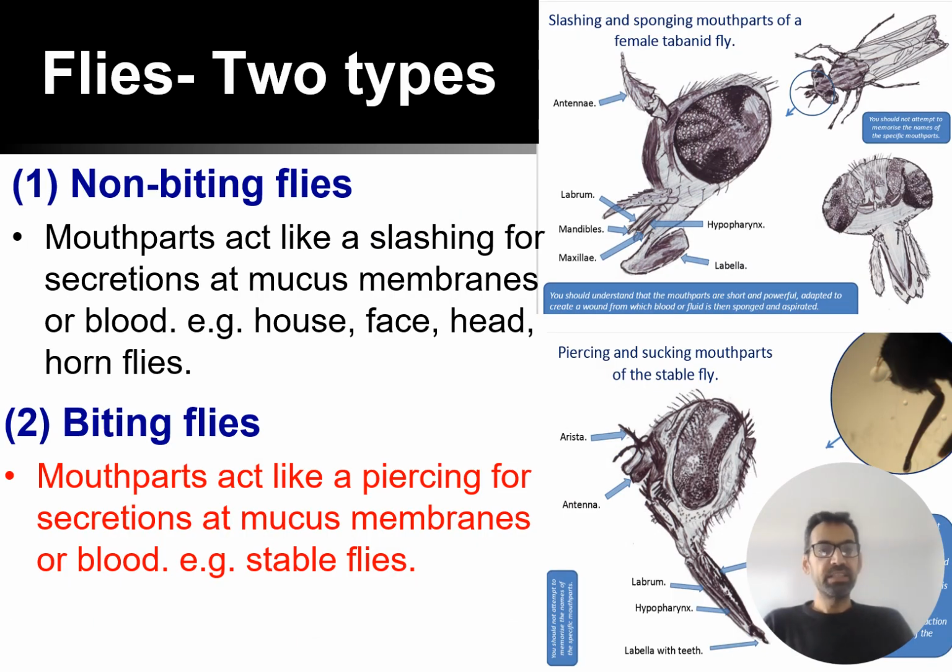General characteristics of flies. There are two types of flies: non-biting flies and biting flies. In the case of the non-biting flies, as shown in this picture, the mouth part is bent, and they act like slushing or sponging of the secretion at the mucous membrane or the blood. Examples of non-biting flies are house flies, face flies, head flies, or horn flies. In the case of the biting flies, the mouth part is straight because they act like pricking of the secretion at the mucous membrane or the blood, and the stable fly is an example of these biting flies.